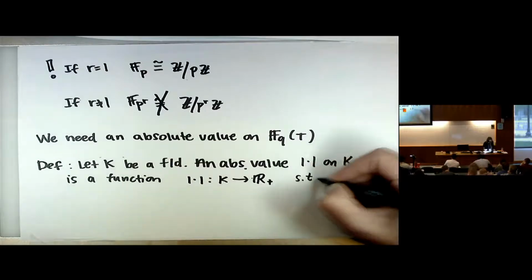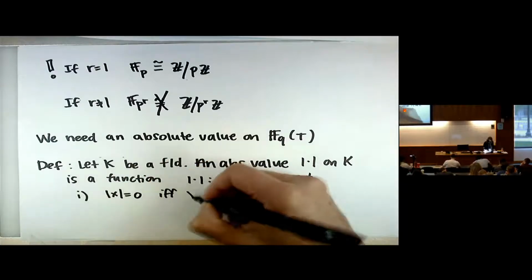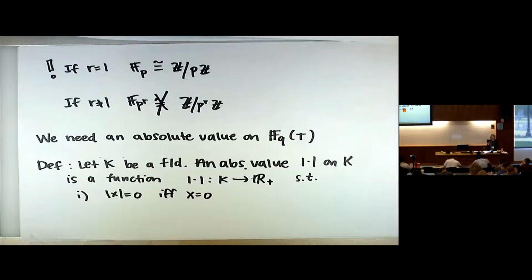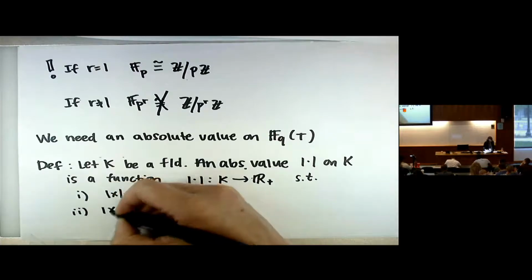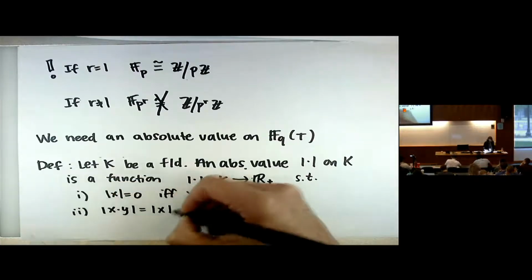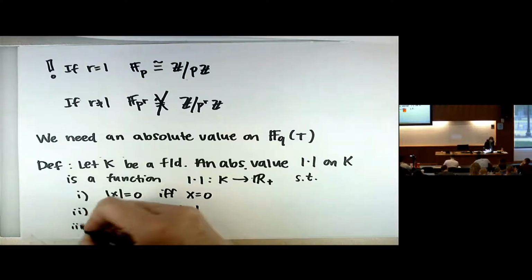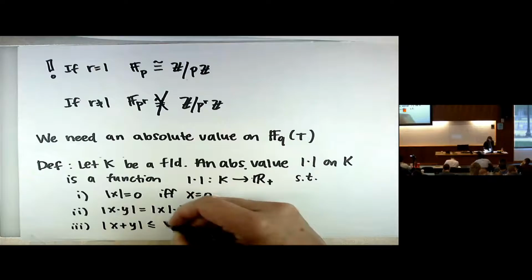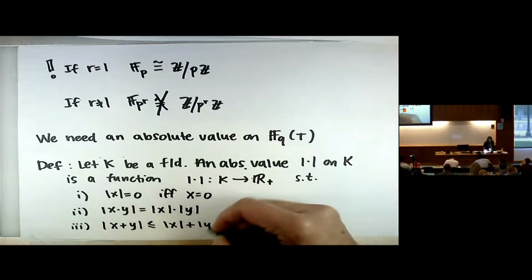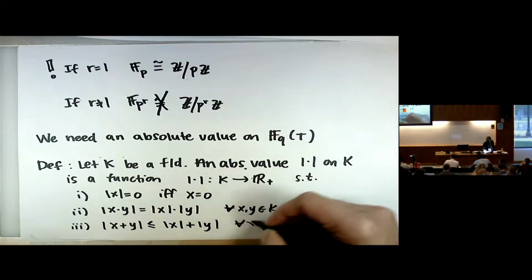Okay, so such that, 1, the absolute value of x is 0 if and only if x is 0. So there is one element that's allowed to have size 0, and that's 0. 2, the absolute value of x times y is the absolute value of x times the absolute value of y. So on this side I have multiplication in my field. On this side I have multiplication in the positive real numbers. And then 3, the absolute value of x plus y is less than or equal to the absolute value of x plus the absolute value of y. And this is for all x, y in my field.